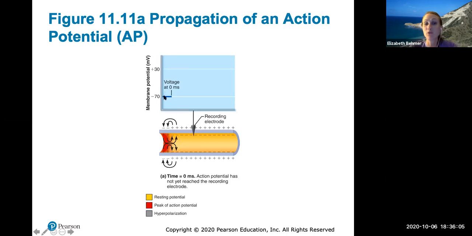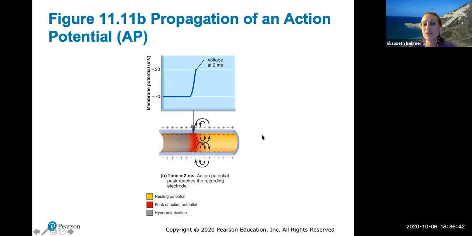So here's the voltage at 0 milliseconds. Right before a neuron has been stimulated, we're at resting membrane potential, negative 70. We have a little recording electrode, which is recording the inside voltage right inside the membrane. And we'll see here that this is the direction of the action potential. The peak of the action potential is shown in red, and the yellow is the resting. So it's showing where the action potential will begin, and it's only going to flow in one direction. At about 2 milliseconds, we get our action potential peak.